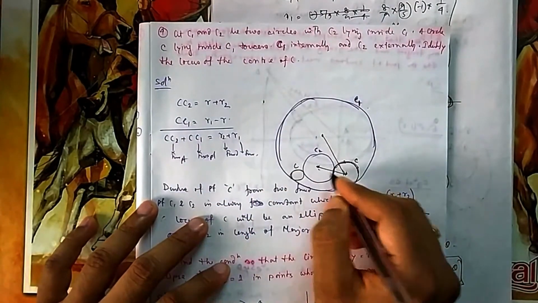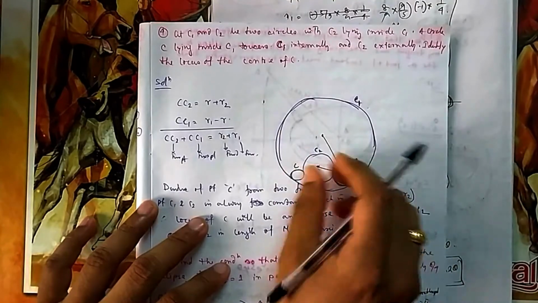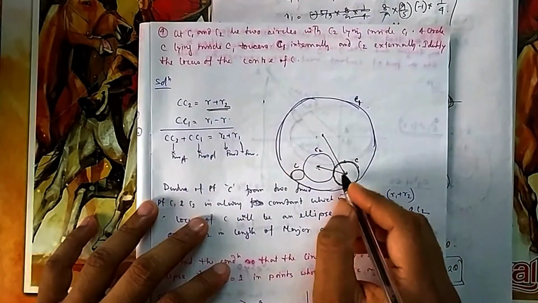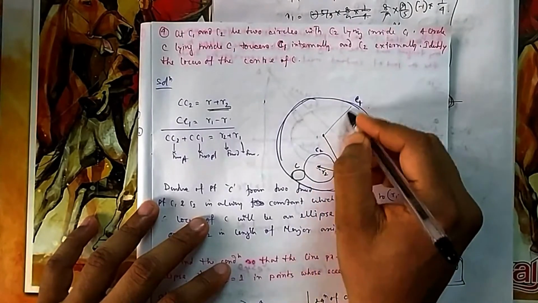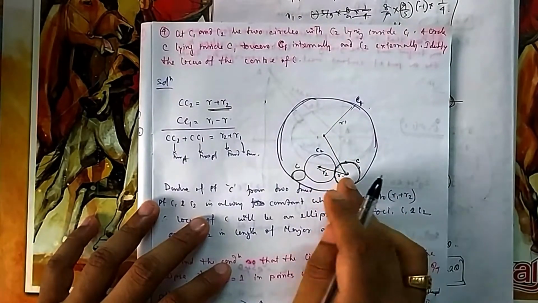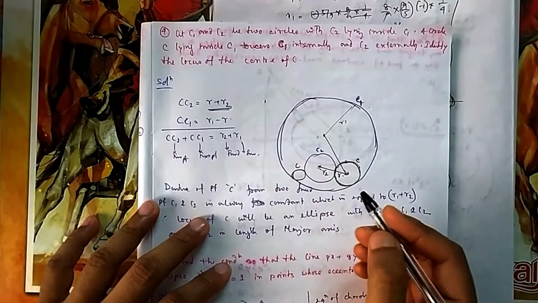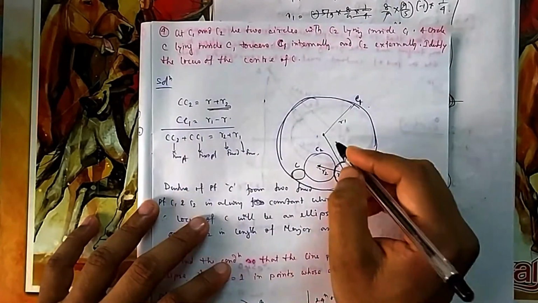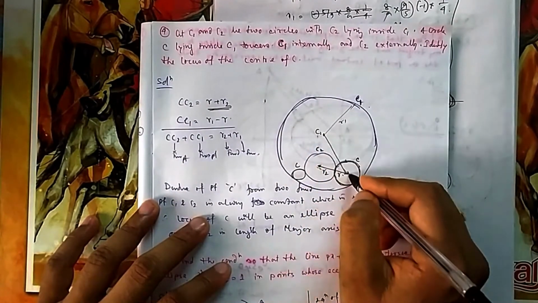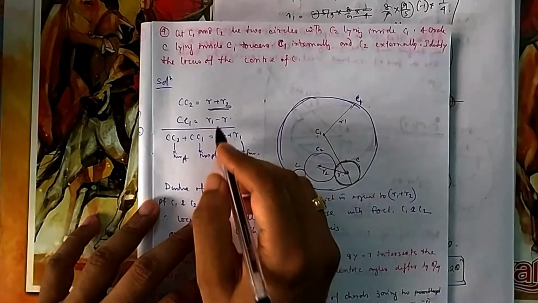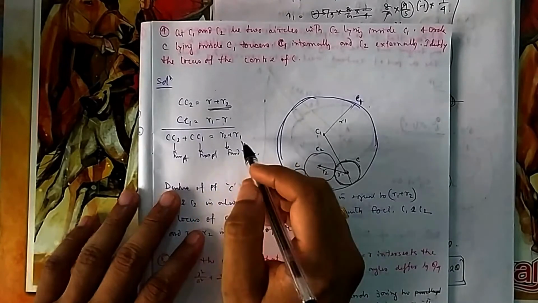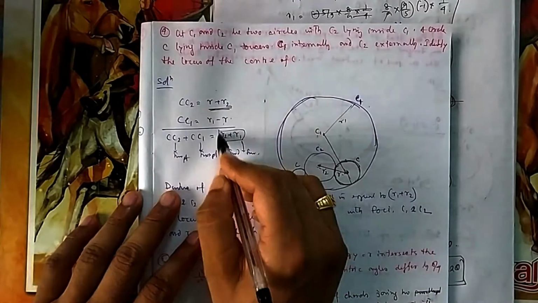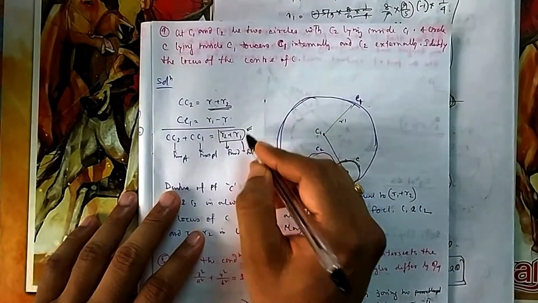So what will be CC1 and CC2? The distance CC2 should be equal to R plus R2. Suppose this is R, this is R2, and the bigger one is R1. Because it is touching externally, the distance should be R plus R2, you can see. And CC1, what will this one be? It is R1 minus R. Now if you add these two, you will find a peculiar thing. It will be R2 plus R1. R will get cancelled. So this is fixed.